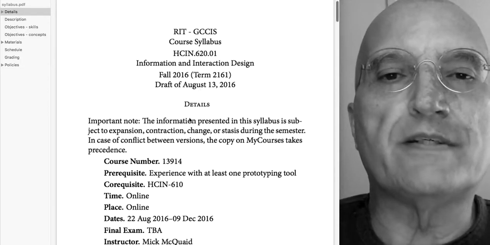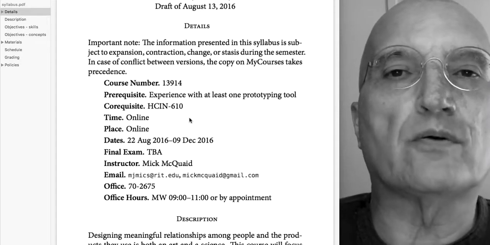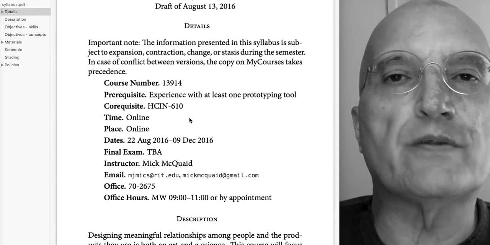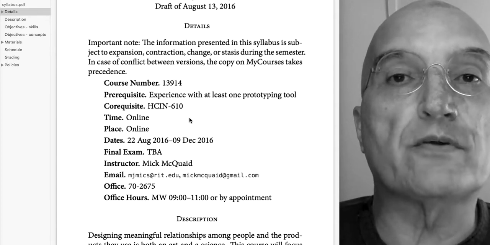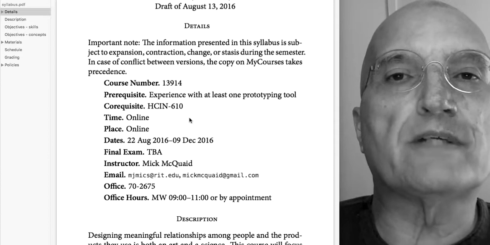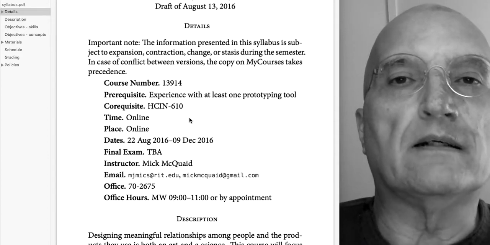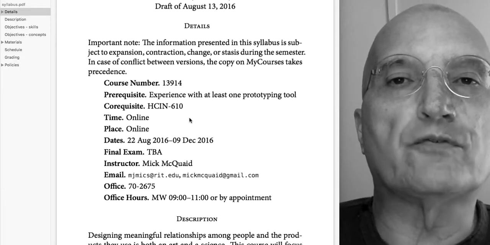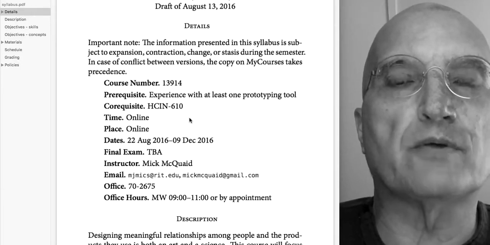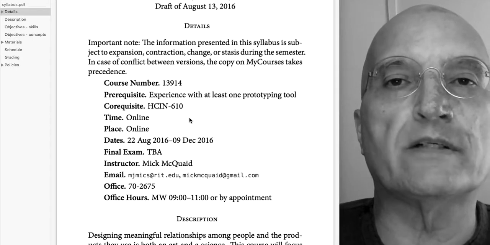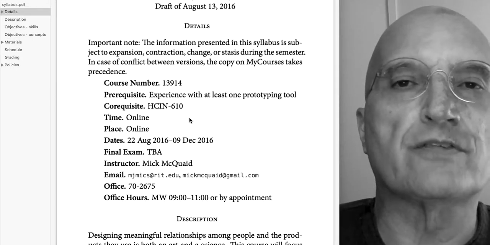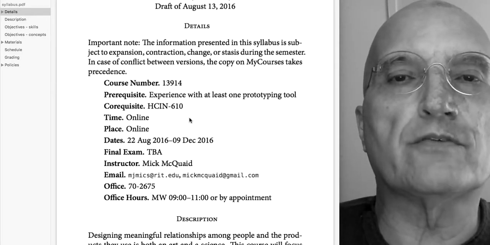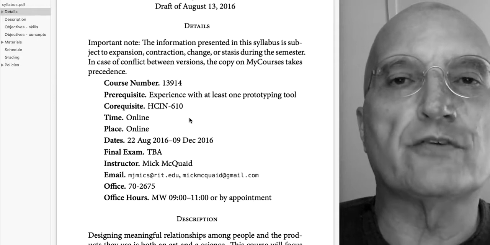Okay, so then there are the details of the course. You can go over these details as well as I can, but let me just emphasize a few things. One is that you must have experience with a prototyping tool. By a prototyping tool, I do not mean Java or C# or something like that. I'm referring to interface design prototyping tools like Sketch by Bohemian Coding or InDesign, and there are many such tools. So you should have already been constructing prototypes using one or more such tools.